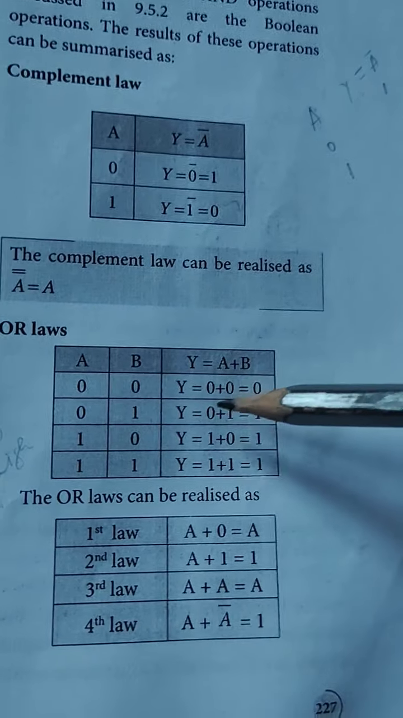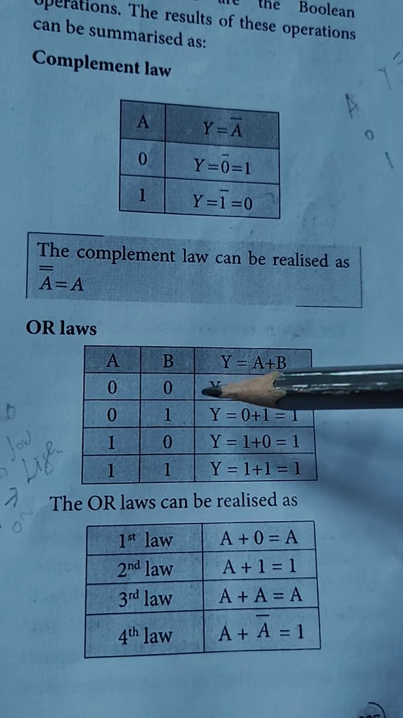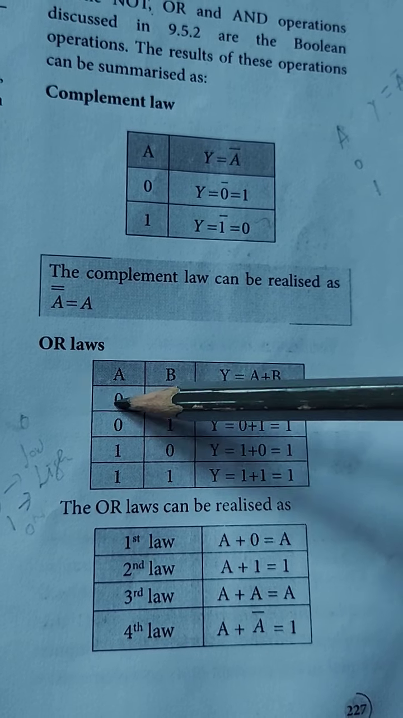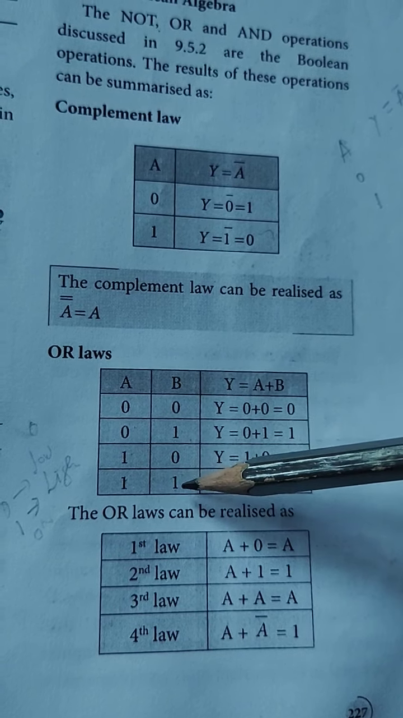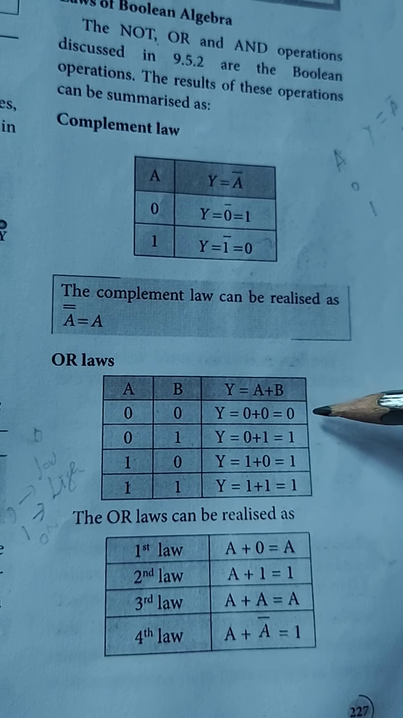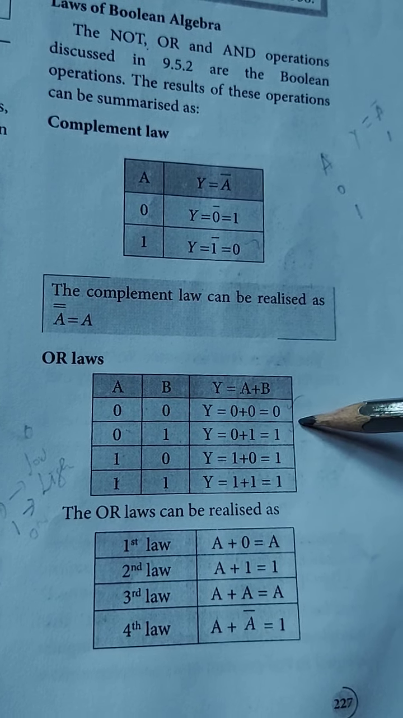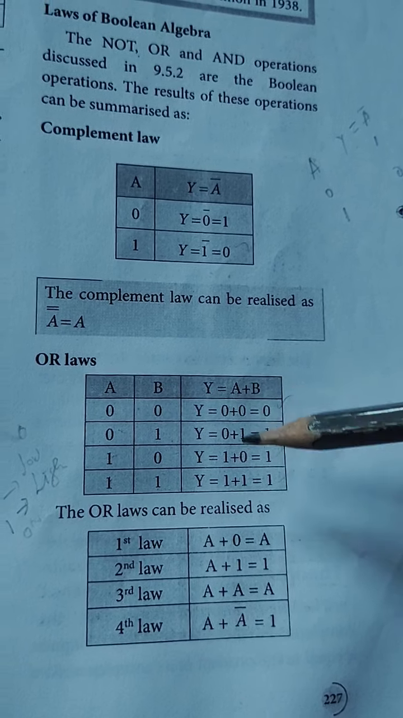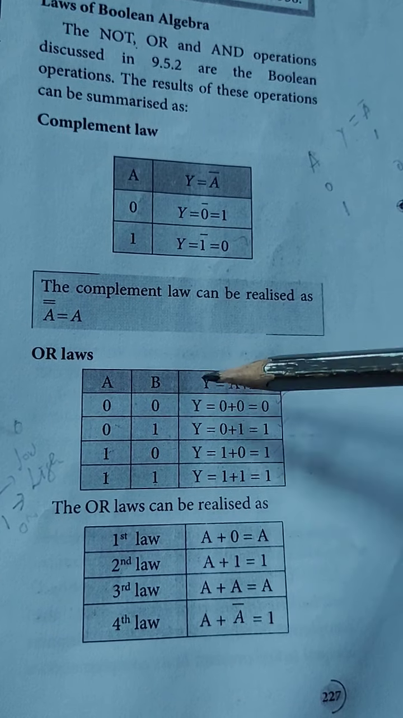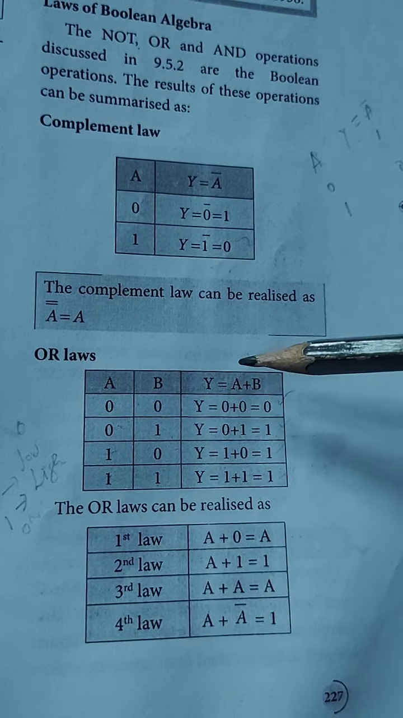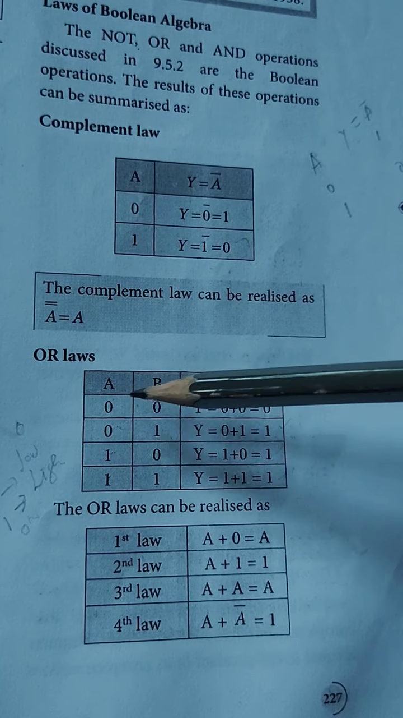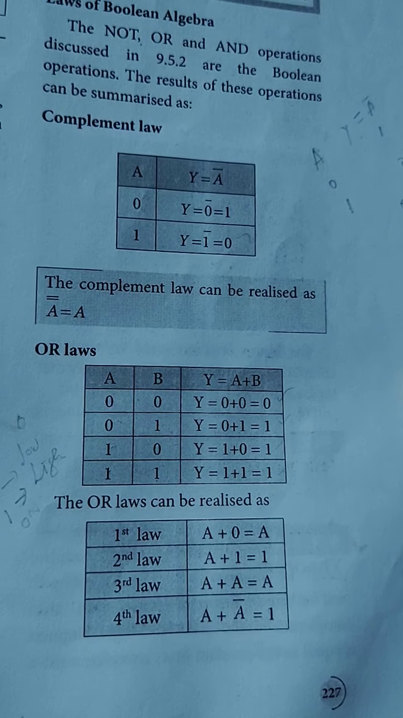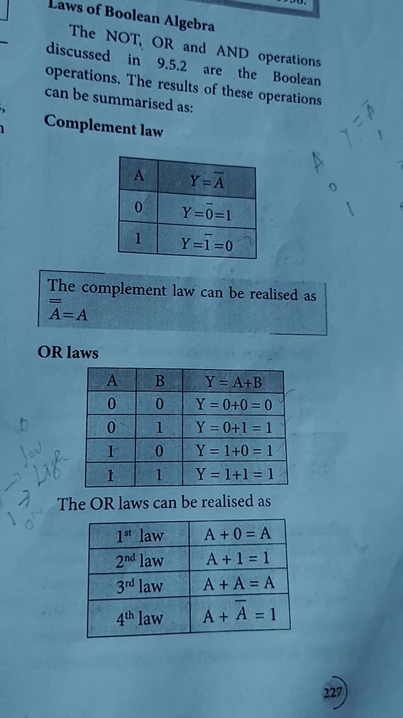In the OR gate law, we know the formula of OR means addition. We use two inputs for the OR gate: 0 0, 0 1, 1 0, 1 1. So 0 plus 0 becomes 0, 0 plus 1 becomes 1, 1 plus 0 becomes 1, and 1 plus 1 becomes 1. So the OR gate tells us that if we provide any one high value, the output becomes high. If both inputs are low, the output must be 0. This is how the law can be realized.